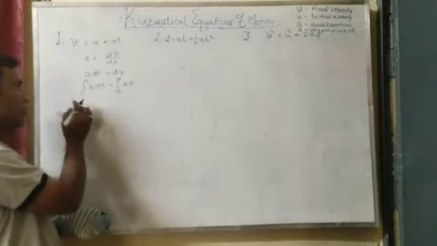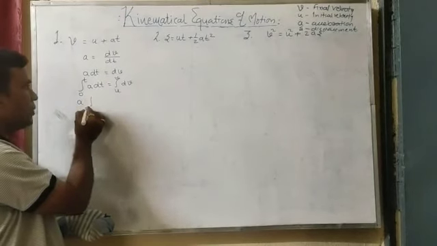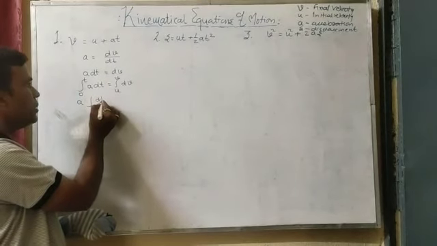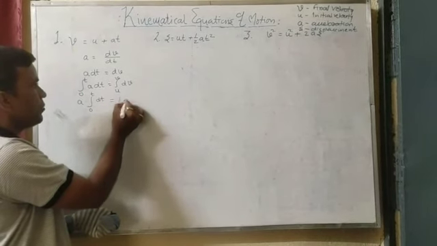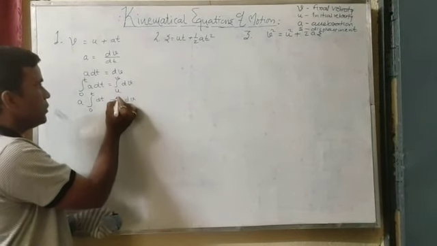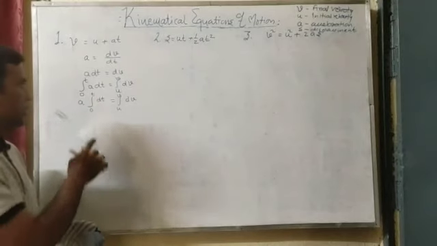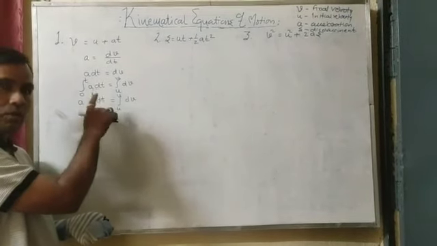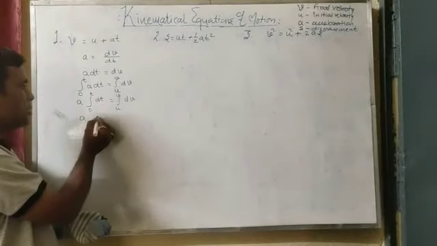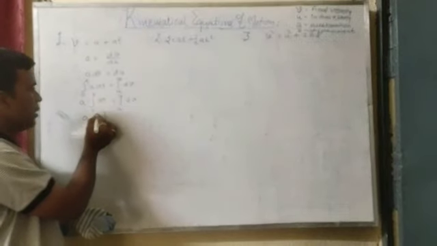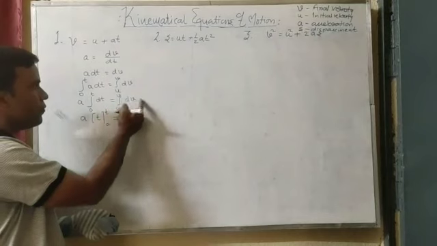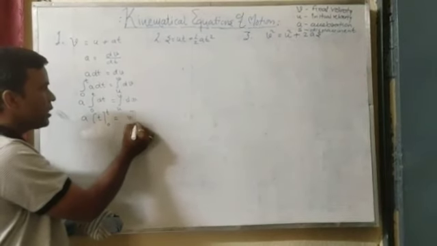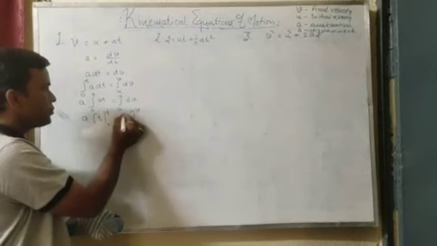We can take it outside the integral sign and now it will become a times integration of dt with limit 0 to t is equal to integration of dv, limit u to v. The integration of dt is equal to t. So a as it is, t, limits are from 0 to t, is equal to integration of dv is v, limits are from u to v.